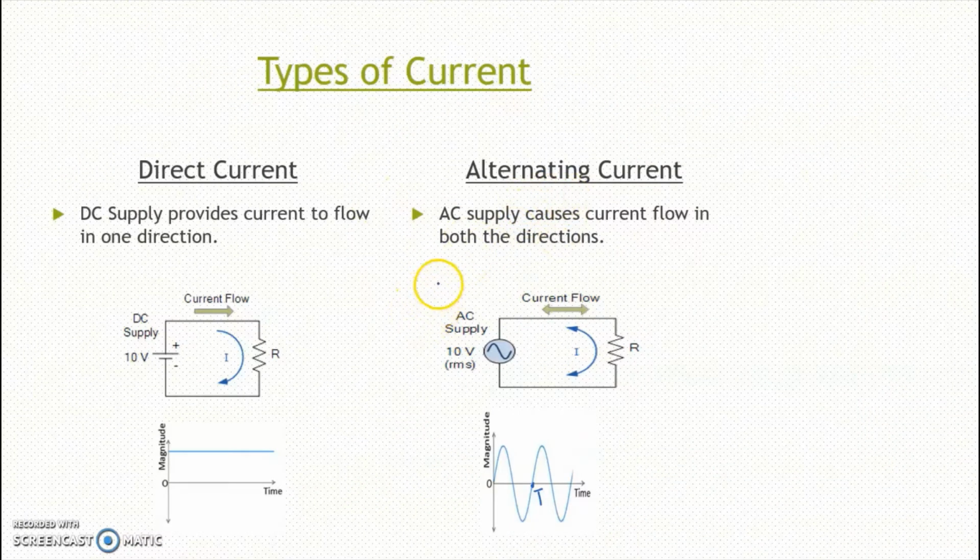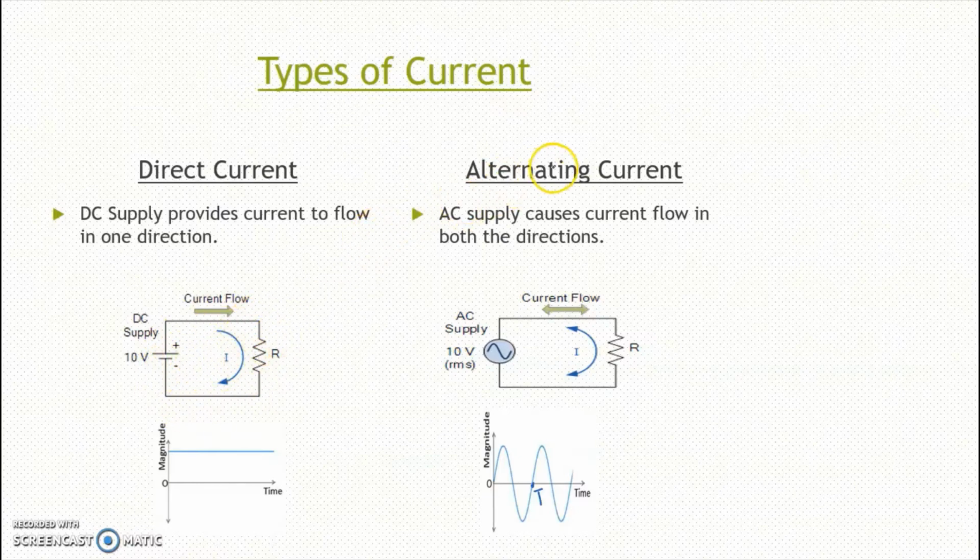The current which flows from a battery or a DC source to the external circuit is called direct current. The DC supply provides current flowing in one direction. Starting from the positive terminal, current flows throughout the circuit and ends at the negative terminal. So it is one-way direction.